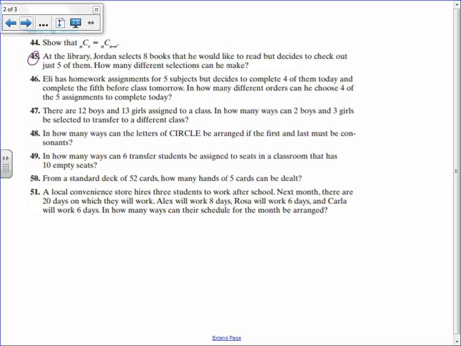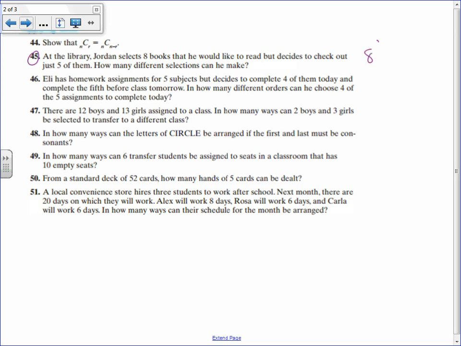So think about this. If you go to the library and there are 8 books that you like, and you just want to take 5 of them, does it matter if you pick, let's say, To Kill a Mockingbird and, what's another book that you guys read? Macbeth. To Kill a Mockingbird and Macbeth. Does it matter if you pick To Kill a Mockingbird first and Macbeth second, or if you pick Macbeth first and To Kill a Mockingbird second? It doesn't matter. You're still taking those 2 books home. So this is going to be a combination.